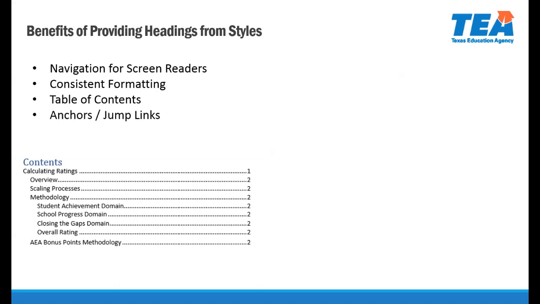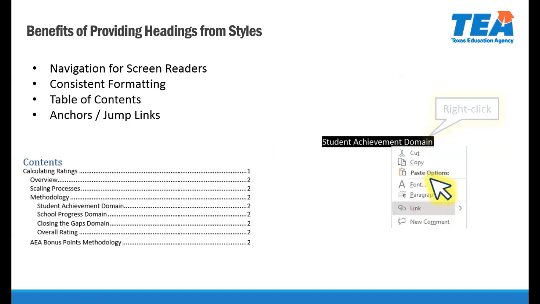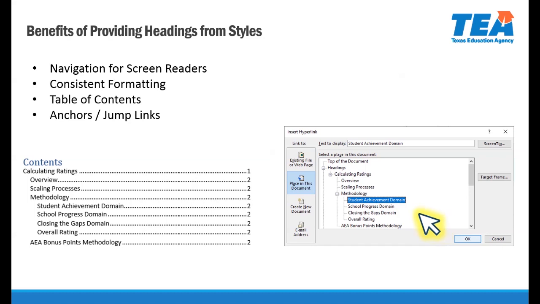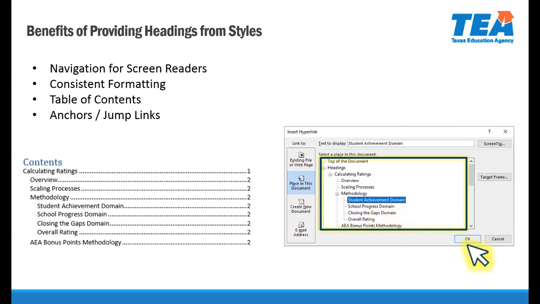Headings also provide anchor or jump links. Anchors are a way to link within the document to a certain section. You can only link to headings. Select the text that will be the link that takes you to a certain section of the heading. Right-click on it. Select Link from the menu. On the left side, click on Place in this document and select the heading or the section the link needs to go to, and then OK.